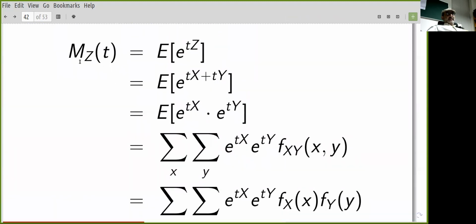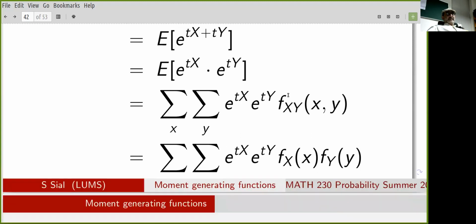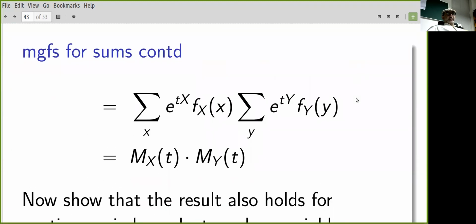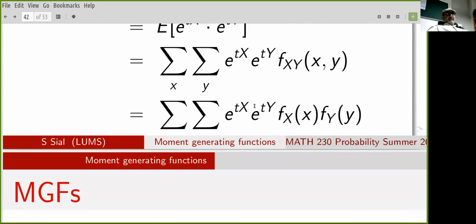Then the MGF for z is the expectation of e to the tz, the exponential of e to the t(x plus y). So that's e to the tx times e to the ty. Then you do the double sum of e to the tx times e to the ty times the PMF to get the expectation. And because these are independent, you can pull out the things with x in them as you're summing over y, for example.